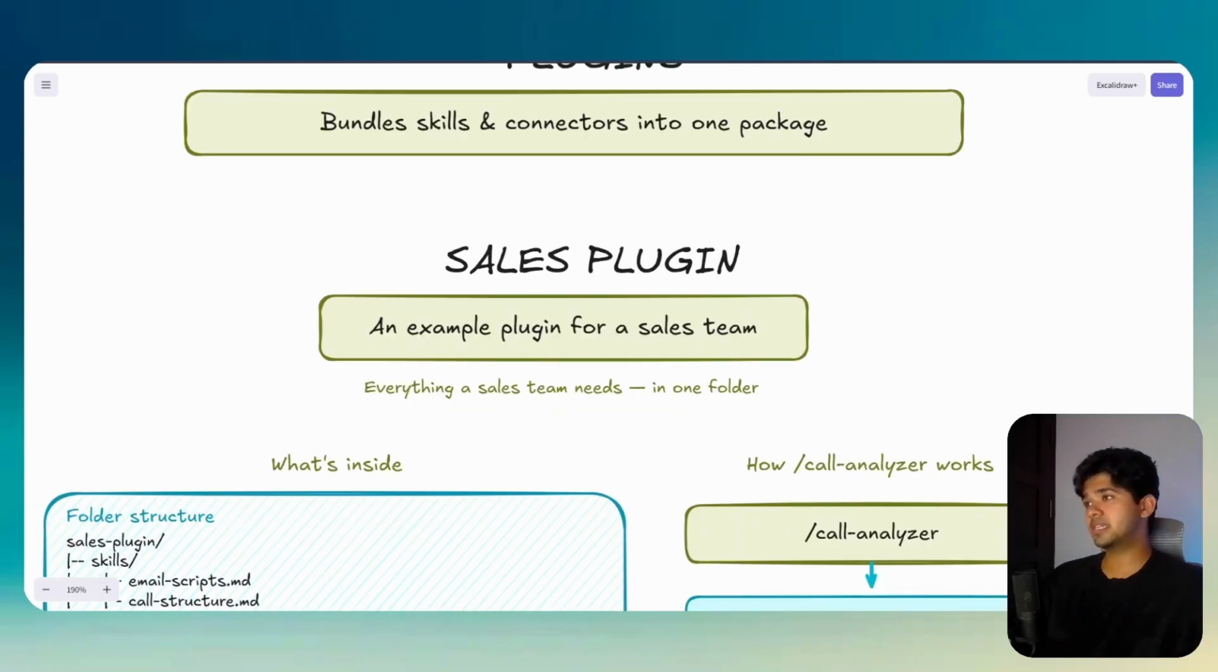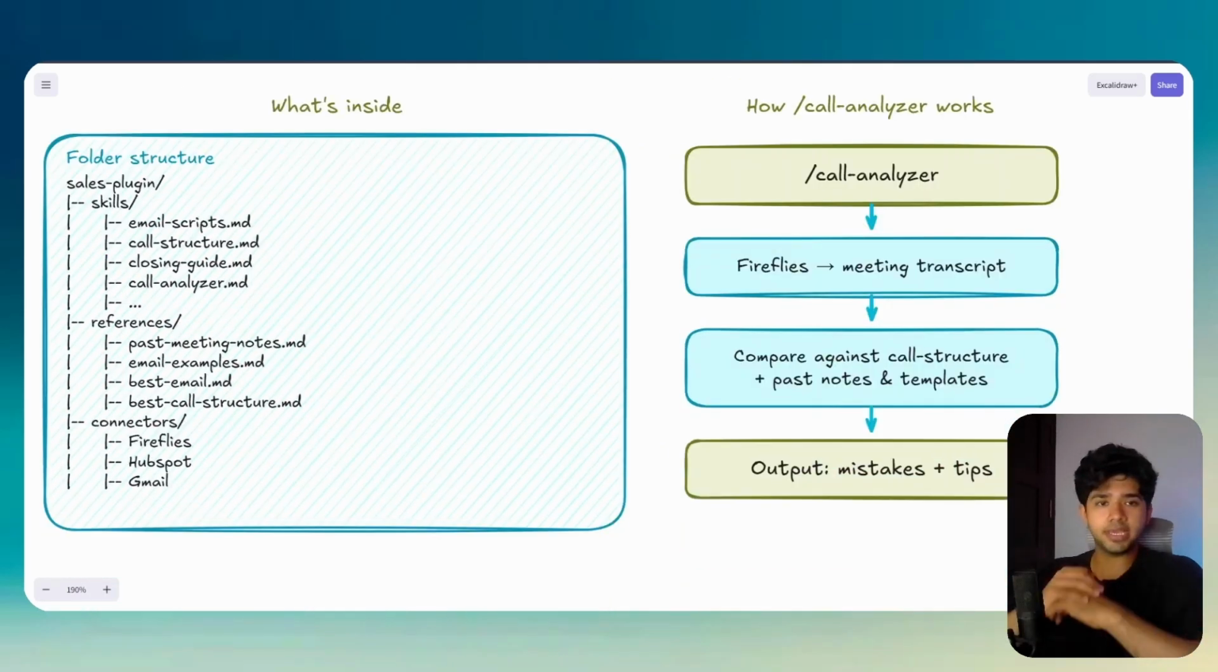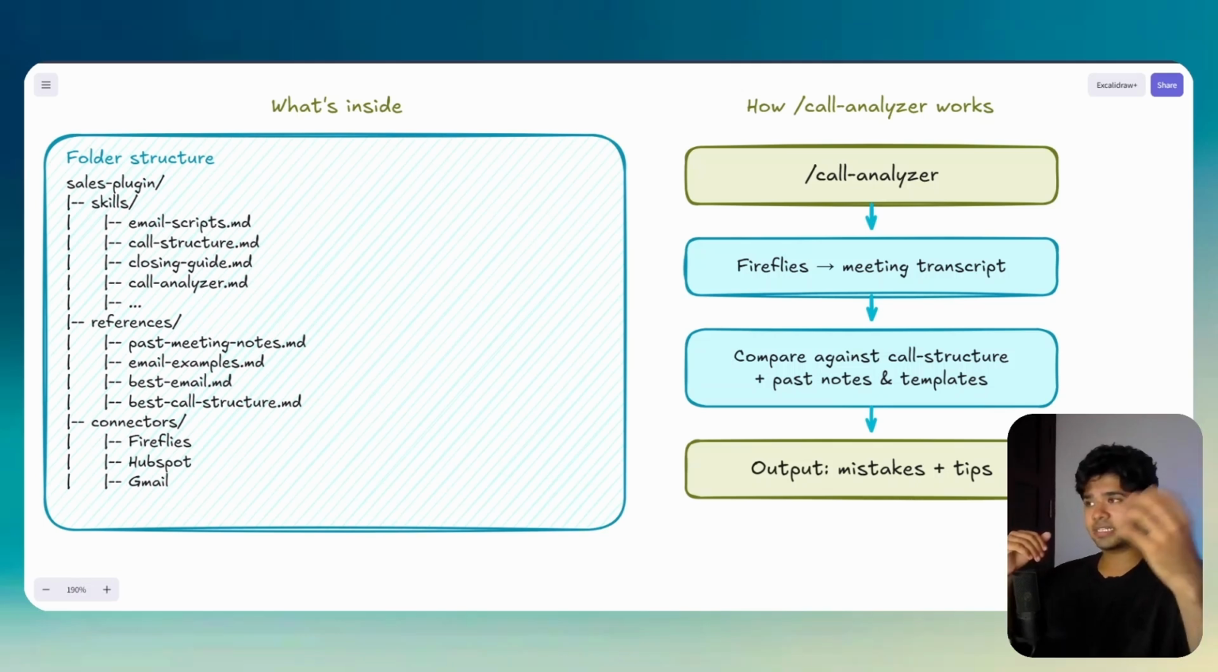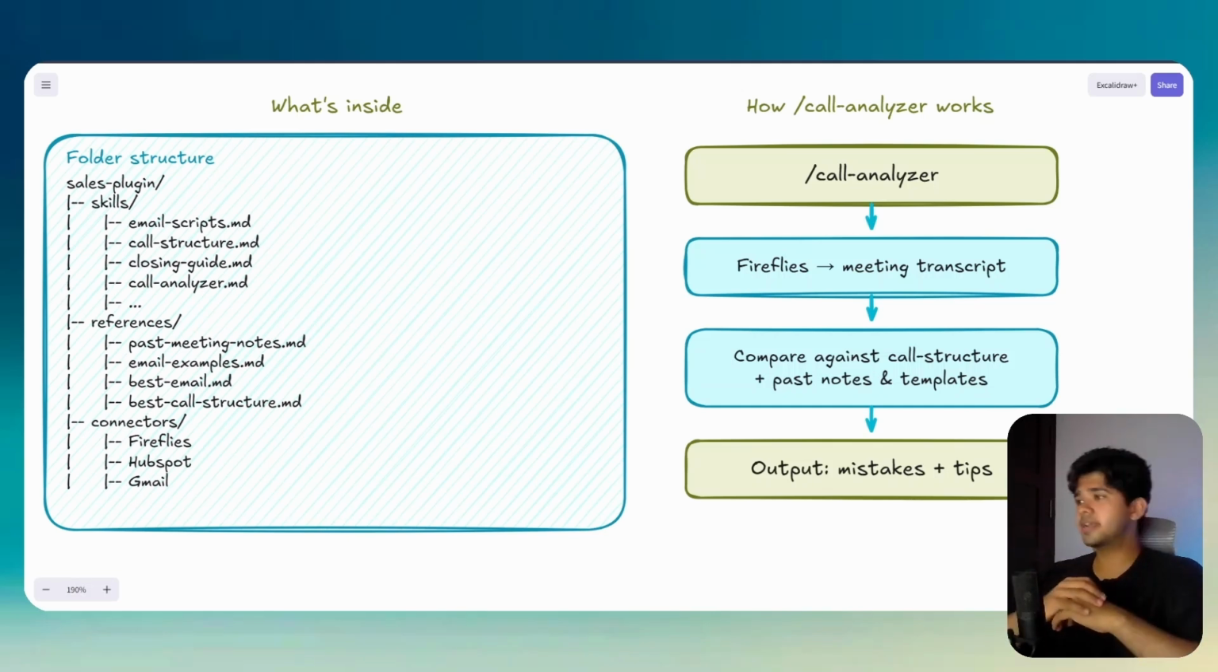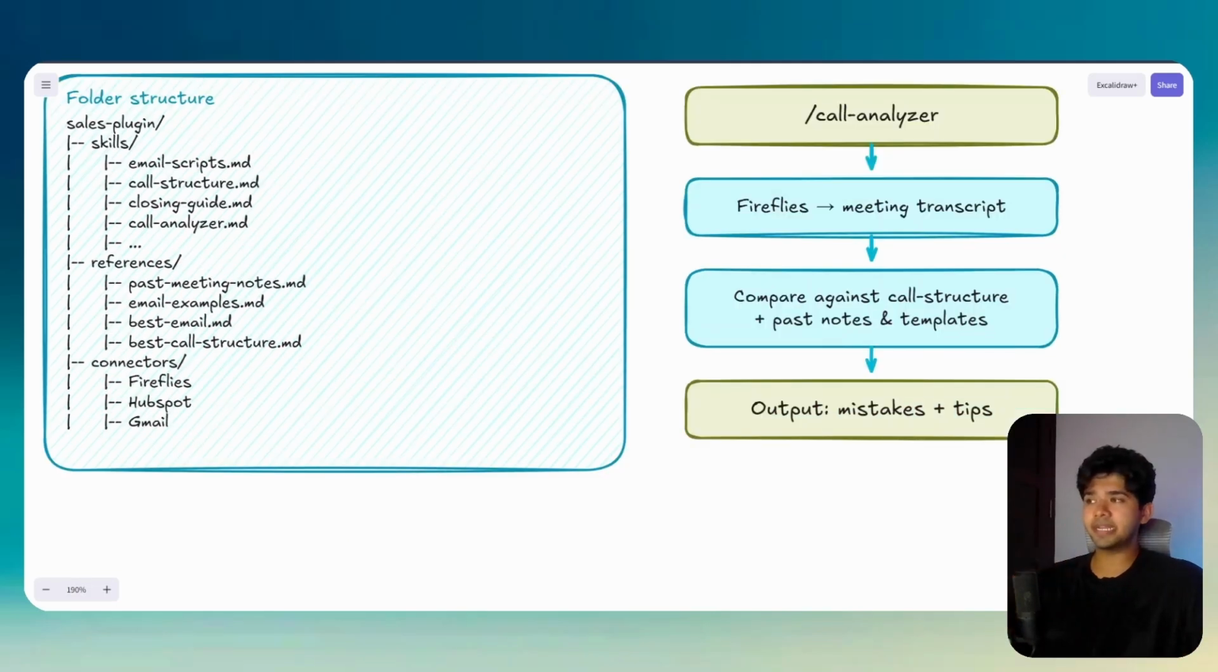So looking at the general structure that it should be in, it can include skills, like the instructions that the sales team might be needing, like the email scripts, closing guide, and call analyzer, and the references like the past meeting notes, email examples, and connectors, which are apps that the sales team would require, like a meeting note taker, CRM, and Gmail.